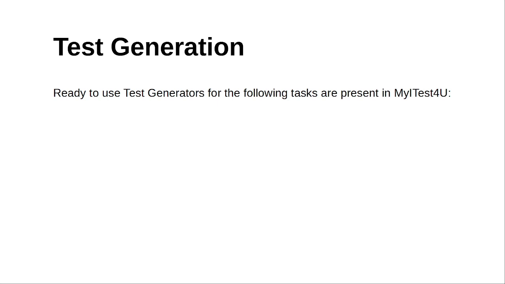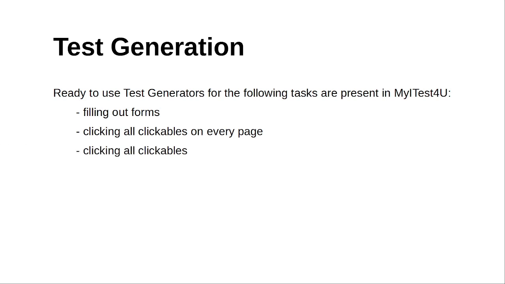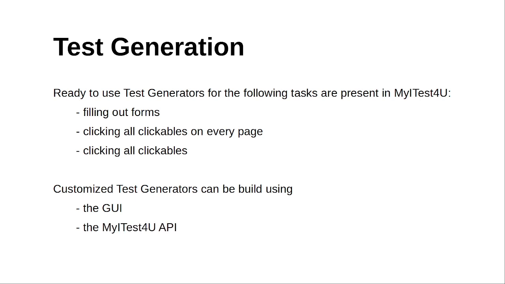MyITest4U comes with several ready-to-use test generators built in. One is to fill out forms, another one can click all the clickables on every page, and the third one can click all the clickables of your application. Further, MyITest4U lets you customize your own test generators by using the GUI or by using the MyITest4U API. So this gives you a lot of possibilities to build test generators.